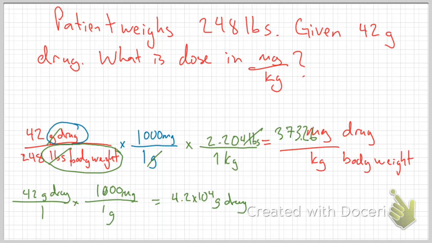Okay, sig figs, are we okay with that? There should be 4. We have 2 sig figs here. We have 3 sig figs here. So which one is going to dictate our final answer? 2 sig figs, our least accurate value, limits how precise we can give our answer. So our final answer is 3.7 times 10 to the second mg per kg.